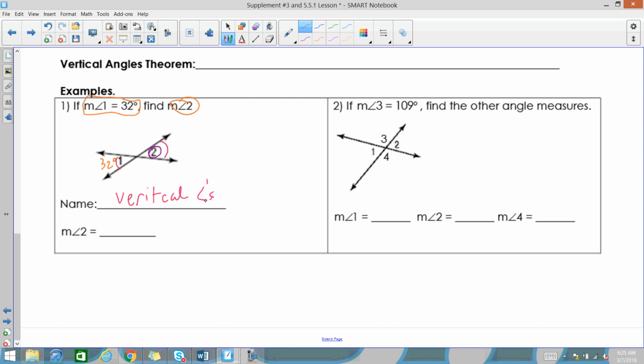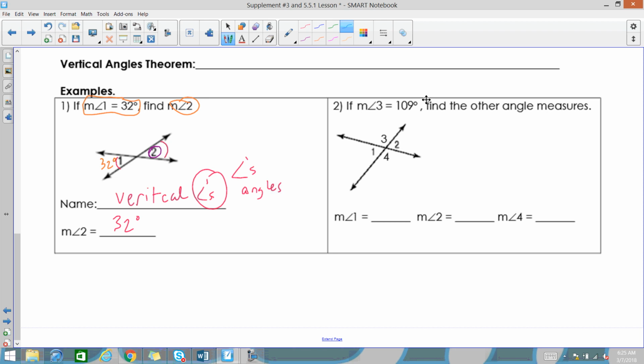We'd say their name is vertical angles. That's just the angle symbol. When I write that, it really means angles, A-N-G-L-E-S. I'm just not going to write out the word. I'm just going to use the symbol, which means vertical angles. And vertical angles are congruent. So angle 2 has got to be 32 degrees.